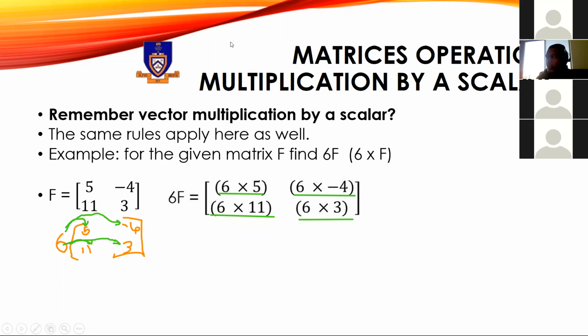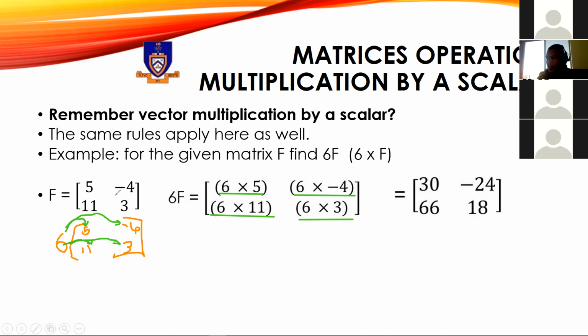All right. And once we look at that, after you multiply, 6 times 5 is 30. 6 times 11 is 66. 6 times minus 4 is minus 24. And 6 times 3 is 18. Also to note, a scalar multiplication does not change the order or the dimension of the matrix, right? It only affects the elements, okay? The elements are the only ones that are affected, not the matrix dimension and so forth. So that is one thing for us to note.